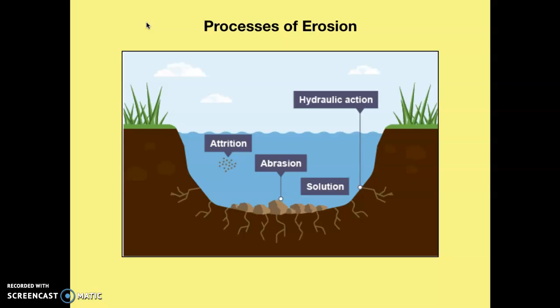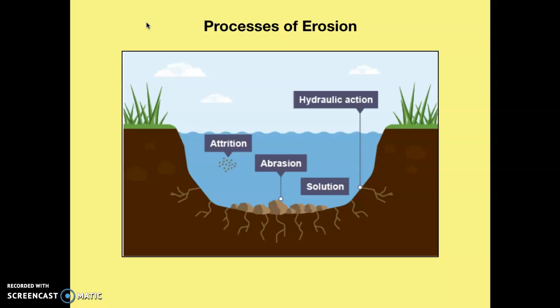Okay, attrition is to do with the river's load. It's the material which is actually being carried by the river. And when stones first enter the river, they're going to be jagged and angular, like we said before. And as they're transported downstream, these stones are going to collide with each other, and they're also going to collide with the river banks and the bed.